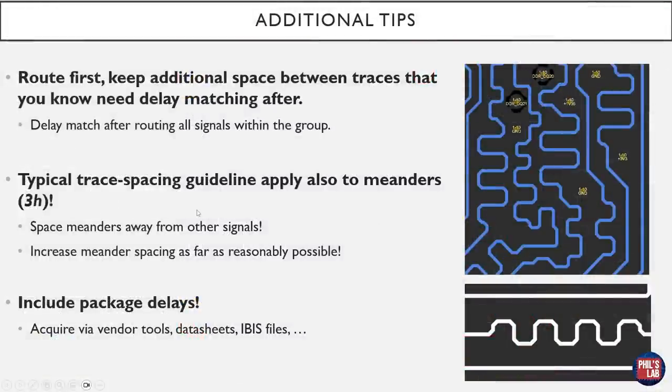Secondly, the typical trace spacing guidelines also apply to meanders. This is typically 3 times the height of the dielectric between the forward path and return path. We don't just want to space traces far apart from each other, or as far as reasonable. We want to also space the meanders away from other signals, and also space out the meanders far enough that it doesn't interfere with itself.